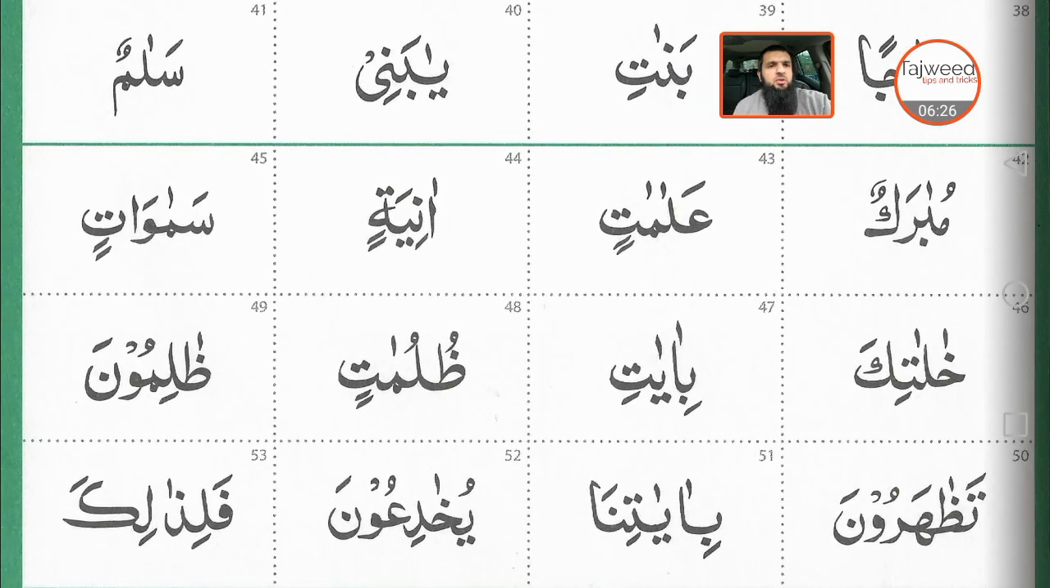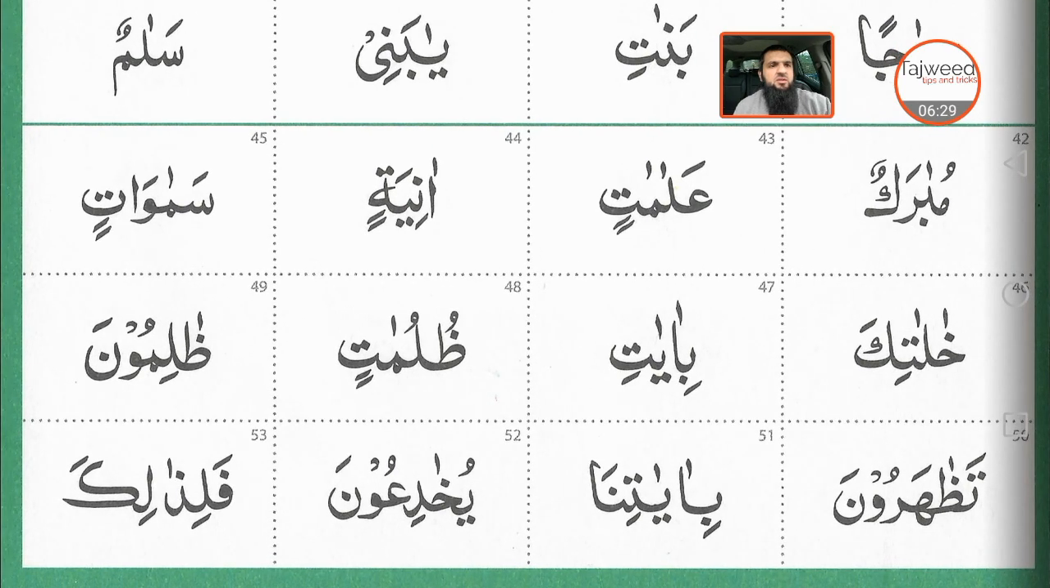And moving on to the last 3 lines, starting from box 42: mubarakun, alamatin, aniyatin, samawatin, khalatika, biayati, dhulumatin, zalimuna. You notice it's getting longer now, you've got more sounds.